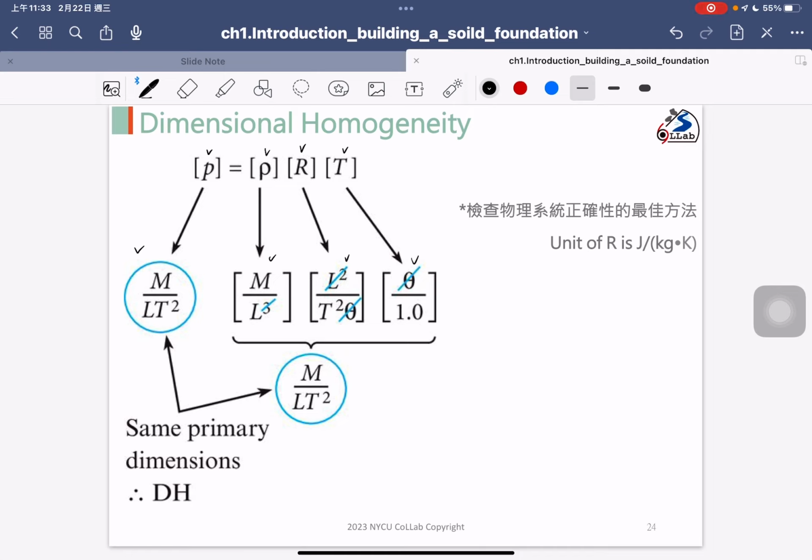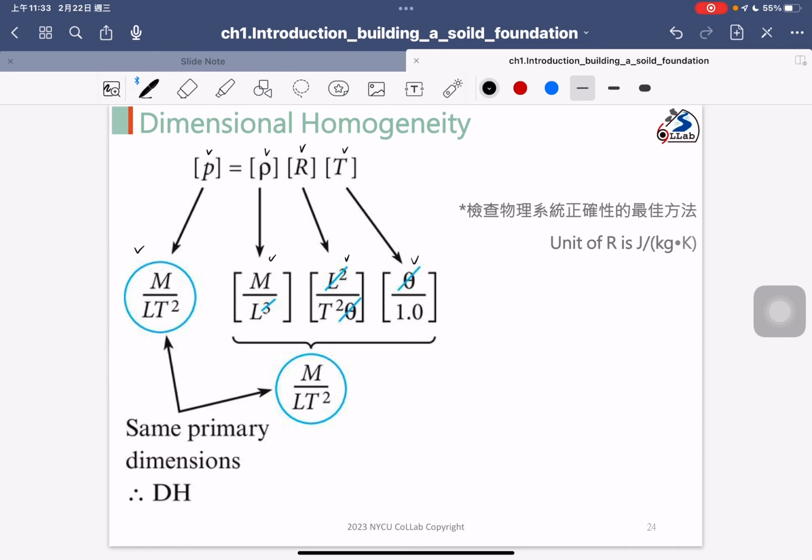If you compute all the parameters you already know on the right-hand side, and the final answer's unit is not consistent with the left-hand side, that means something is wrong here, right? So you should go back and double check where the wrong position is, and you should make the corrections. Okay, so usually we call that DH. That means we always do dimensional homogeneity for our questions.